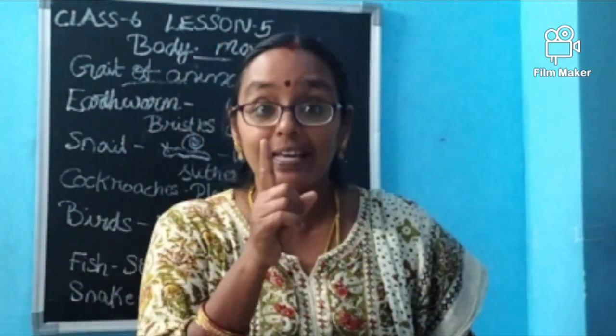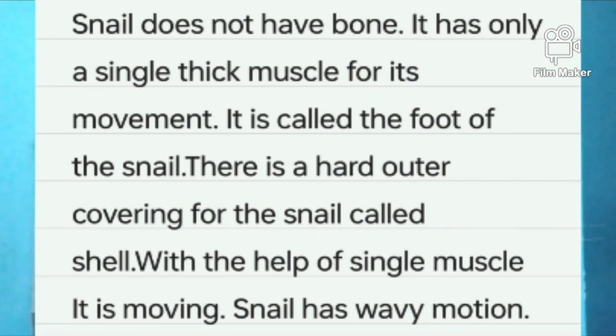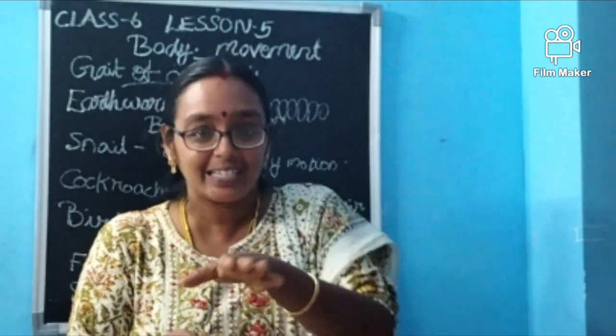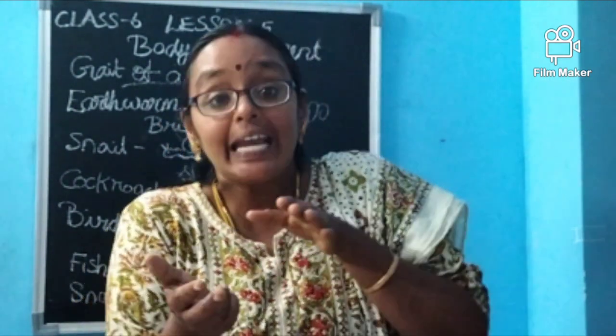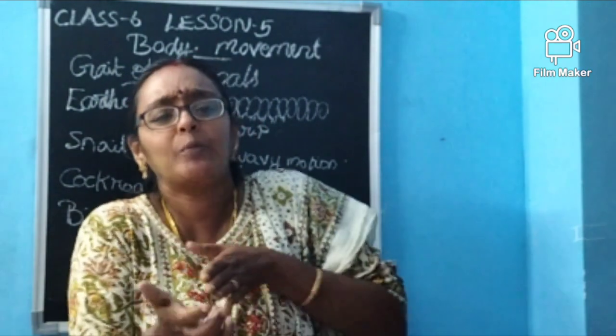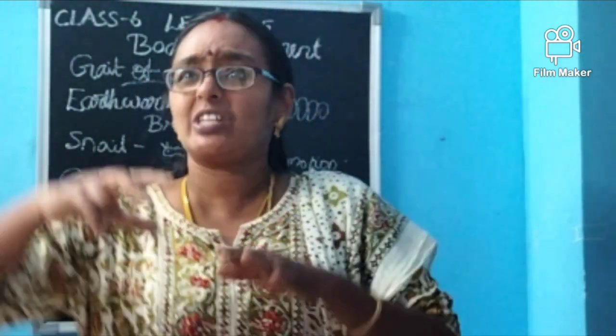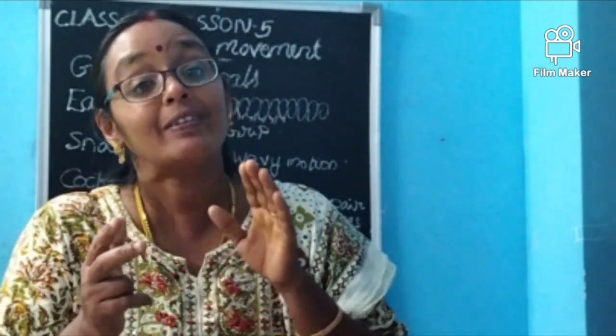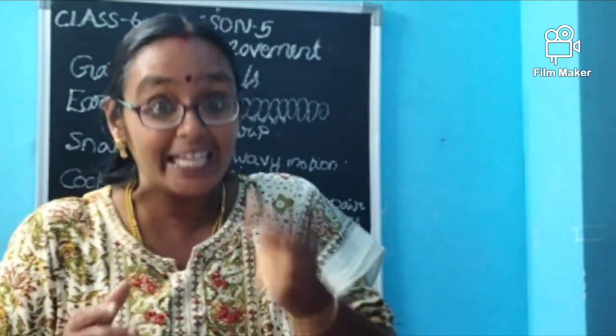Moreover, it has a single muscle, which helps for the movement of the snail. There also we can see the snail has some kind of slimy substance. It also secretes it. When this slimy, oil-like substance is secreted, it helps for frictionless movement. It can move without any friction. Even on stone, even in sloping areas, it can move easily only with the help of the slimy substance which it is ejecting out.